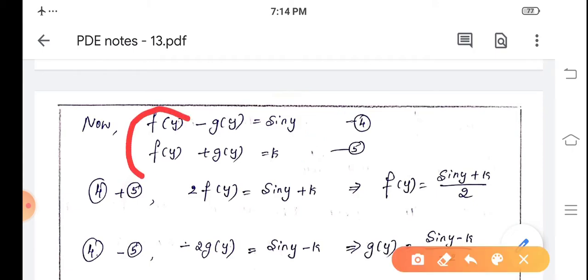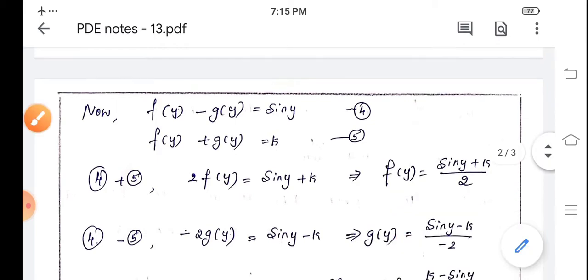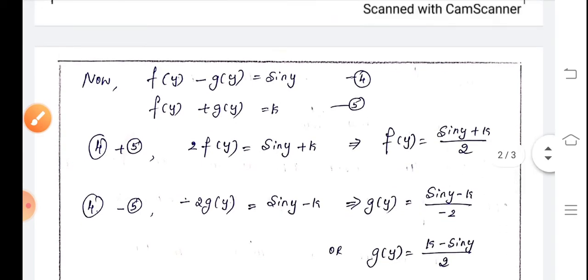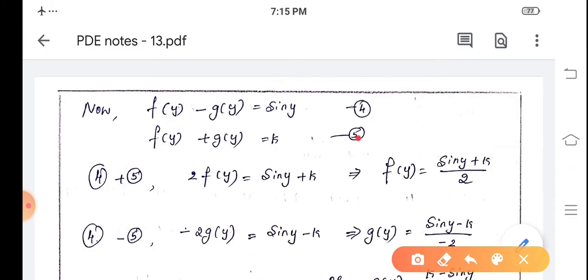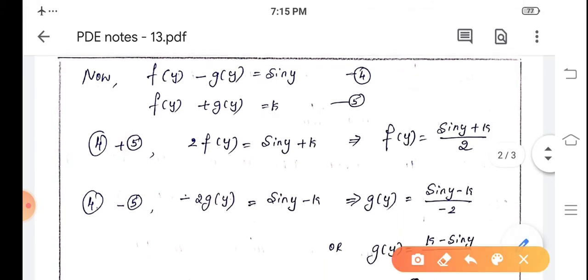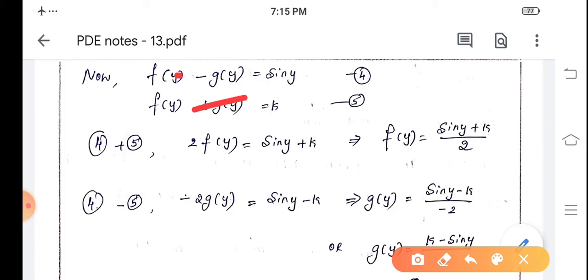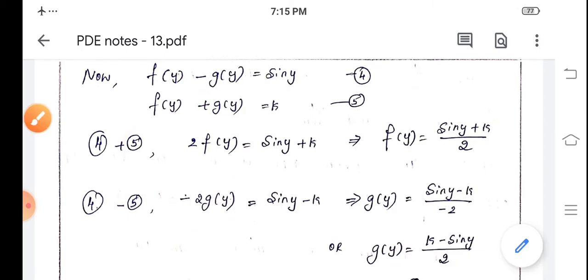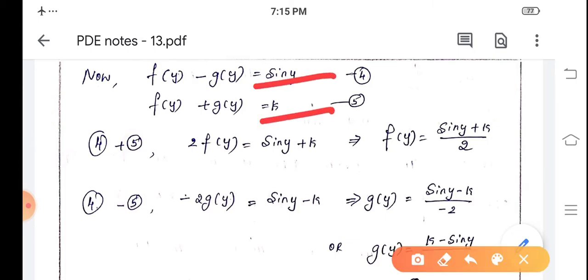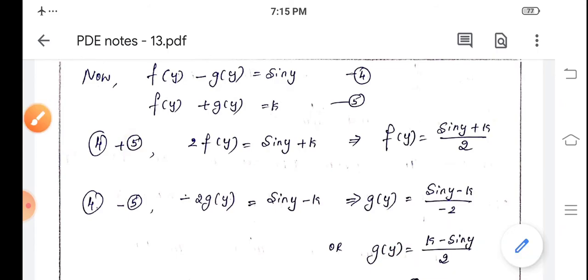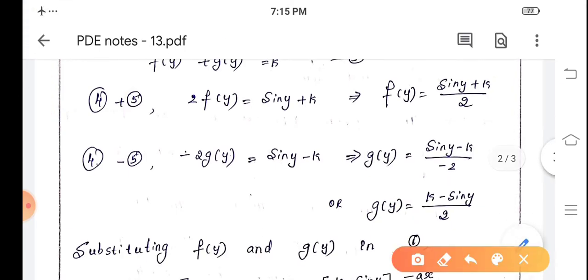So when we add this, we obtain 2 times f of y equal to sin y plus k, or f of y is equal to (sin y plus k) divided by 2. Similarly, to find g of y, we can subtract equation 5 from equation 4. That is 4 minus 5. Equation 4 minus equation 5 gives minus g of y minus g of y, that is minus 2 times g of y. On the right hand side, sin y minus k. That gives g of y as (sin y minus k) divided by minus 2, or we write g of y is equal to (k minus sin y) divided by 2.